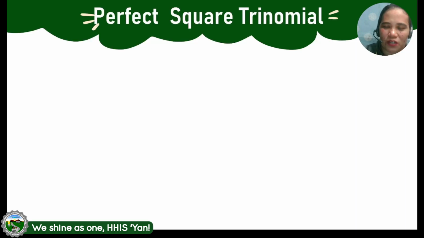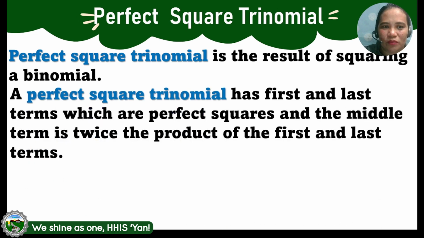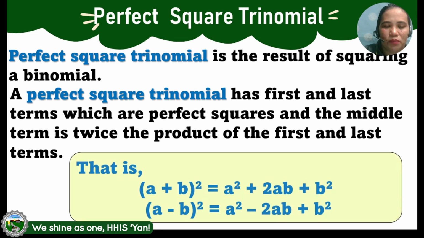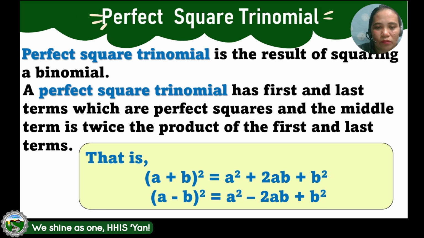What is a perfect square trinomial? A perfect square trinomial is the result of squaring a binomial. A perfect square trinomial has first and last terms which are perfect squares, and the middle term is twice the product of the first and last terms. That is, the square of a plus b is equal to a squared plus 2ab plus b squared, or the square of a minus b is equal to a squared minus 2ab plus b squared.